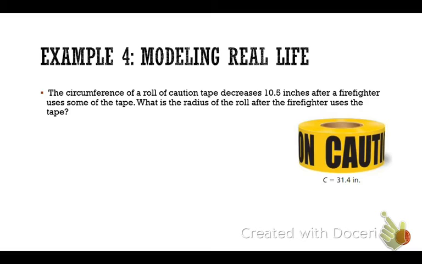We got to be careful on the information it gives us here. It says the circumference of a roll of caution tape decreases 10.5 inches after a firefighter uses some. What is the radius of the roll after the firefighter used the tape? There's some key information here that I need to know to set up my equation. The first question is, what equation am I going to use?